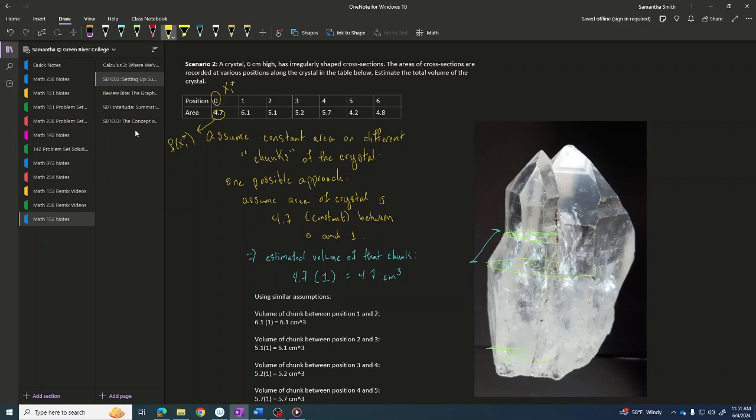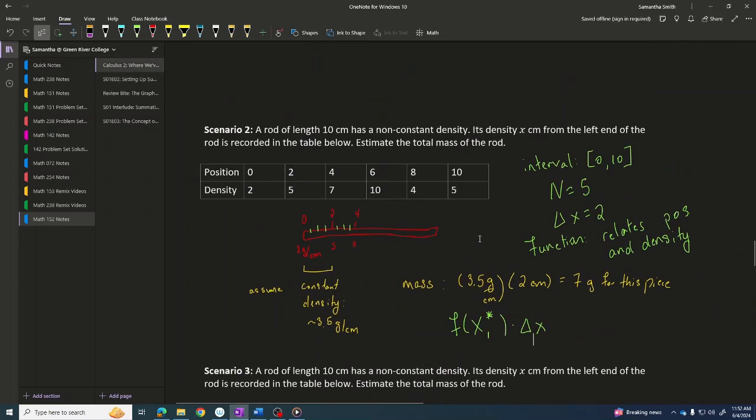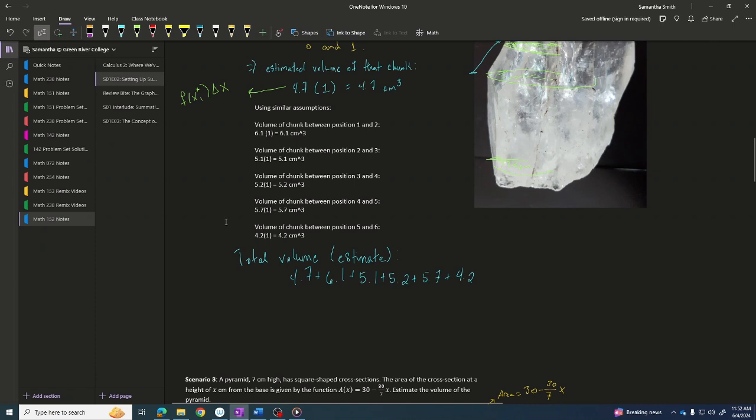And here you can see once again this product showing up of this value that we chose, f of x1 star, times the length of the chunk, area times width, giving me volume in this particular case. And then the sum of all of those products gave me the total estimated volume of the crystal. So these 3 examples, all of these are Riemann sums used in different ways with different functions to estimate things like distance traveled, mass, and in this case, volume.